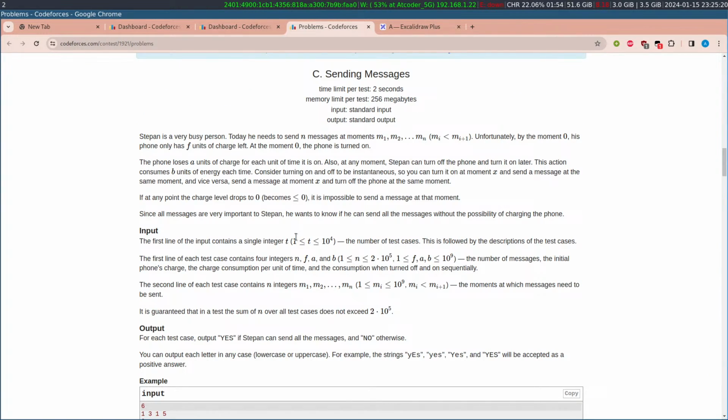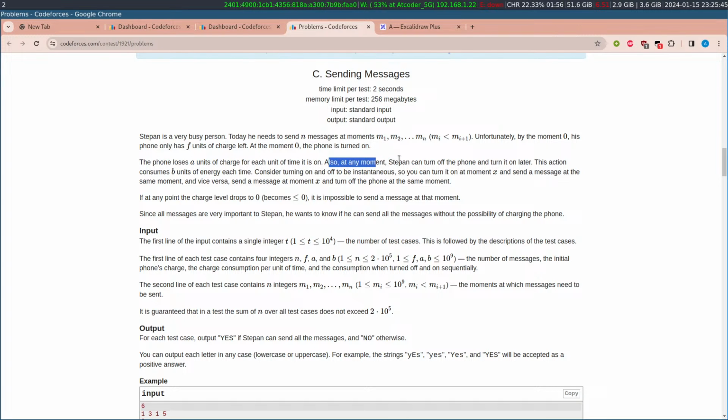Problem C says Stefan is a very busy person. Today he needs to send n messages at moments m1, m2 up till mn, and we are given that these m are in increasing order. Unfortunately, by the moment 0, his phone only has f units of charge left. At the moment 0, the phone is turned on. The phone loses a units of charge for each unit of time it is on.